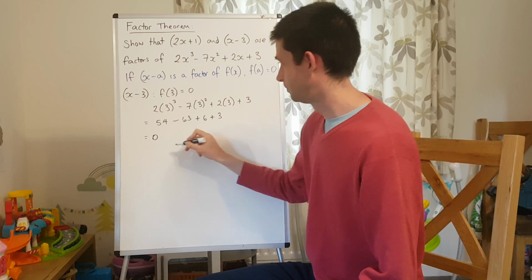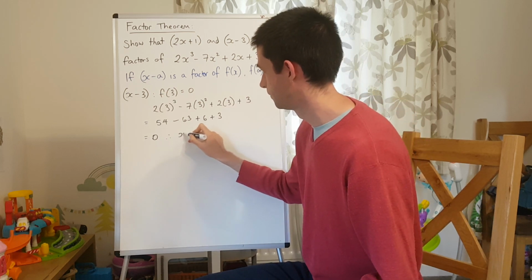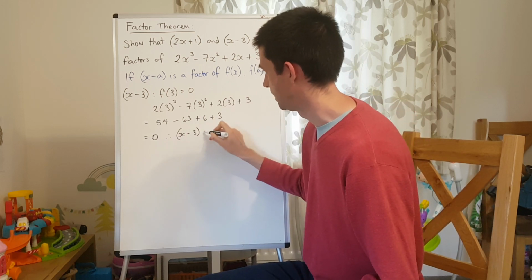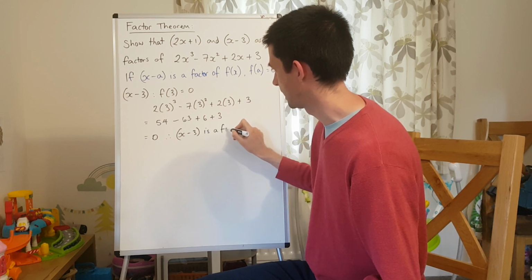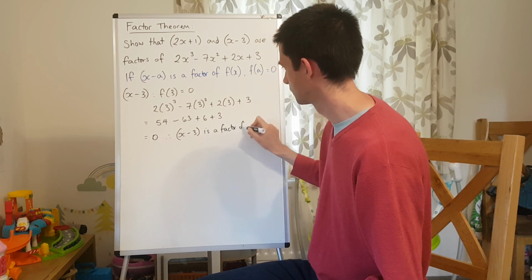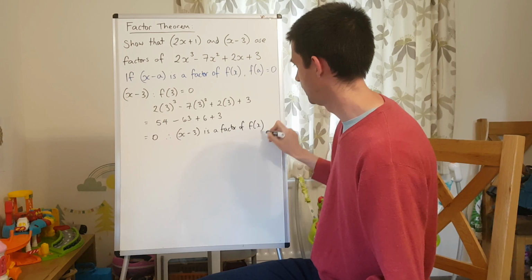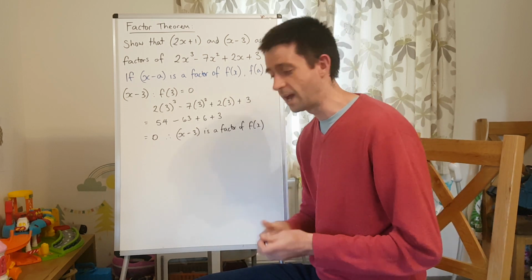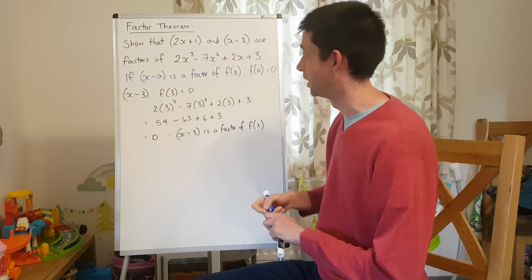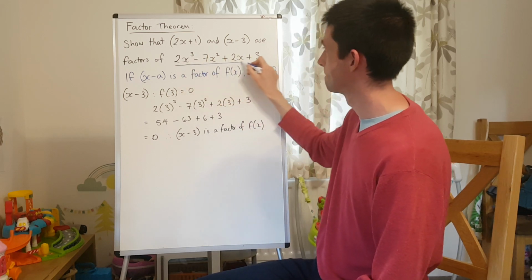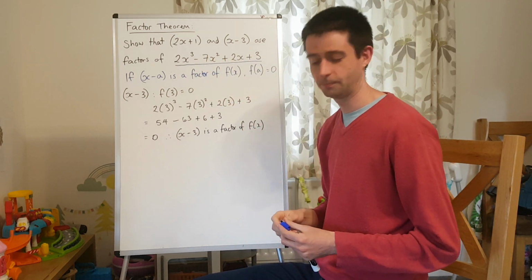And therefore, this is the bit students often forget to do, and therefore x minus 3 is a factor of f of x. And I can write f of x here. F of x is referring to this cubic here, this statement here.